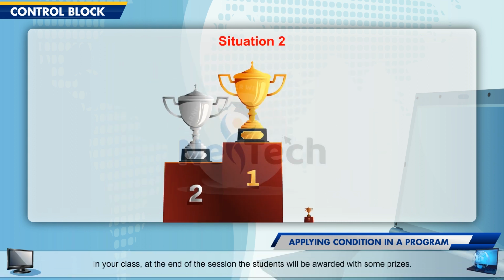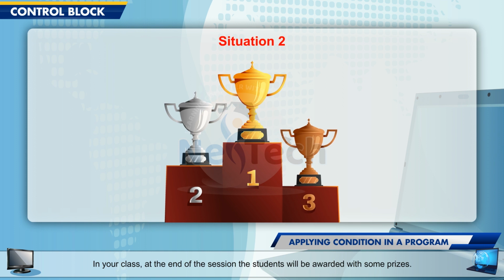Situation 2. In your class, at the end of the session, the students will be rewarded with some prizes. The prize or award depends upon the marks a particular student obtains. Also, there are some conditions on which the prize categories are decided. If you score more than 95%, you will be given the first prize. If you score between 90% to 95%, you will be given the second prize. If you score between 85% to 90%, you will be given the third prize.